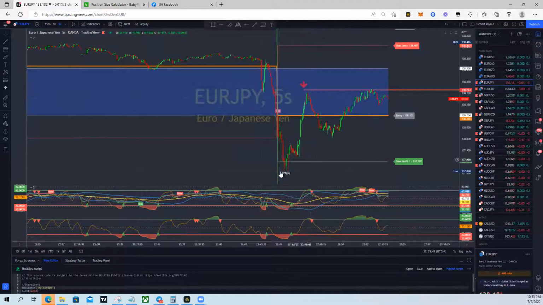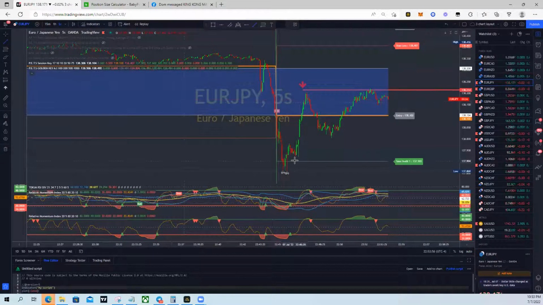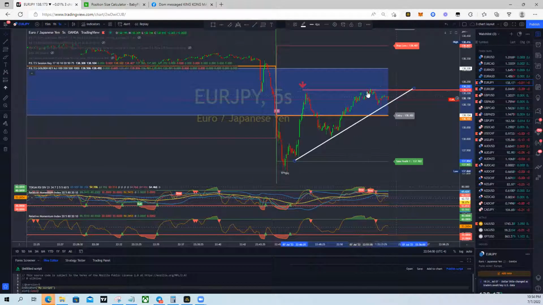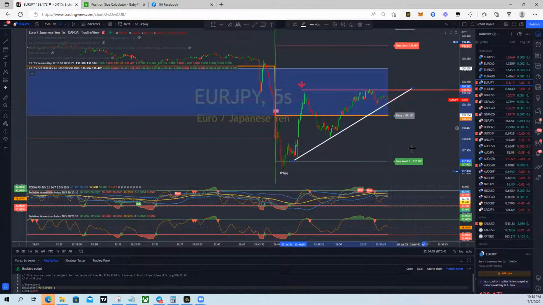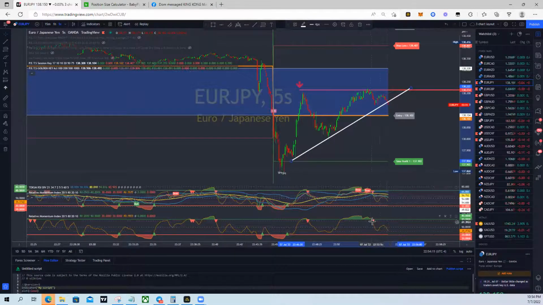Sell. I like this sell. I'll take this sell. Where's the golden key at? Oh, that's perfect divergence on the TDI. I'll take that. I'll take that sell if it breaks. Divergence on the TDI, momentum oscillator.